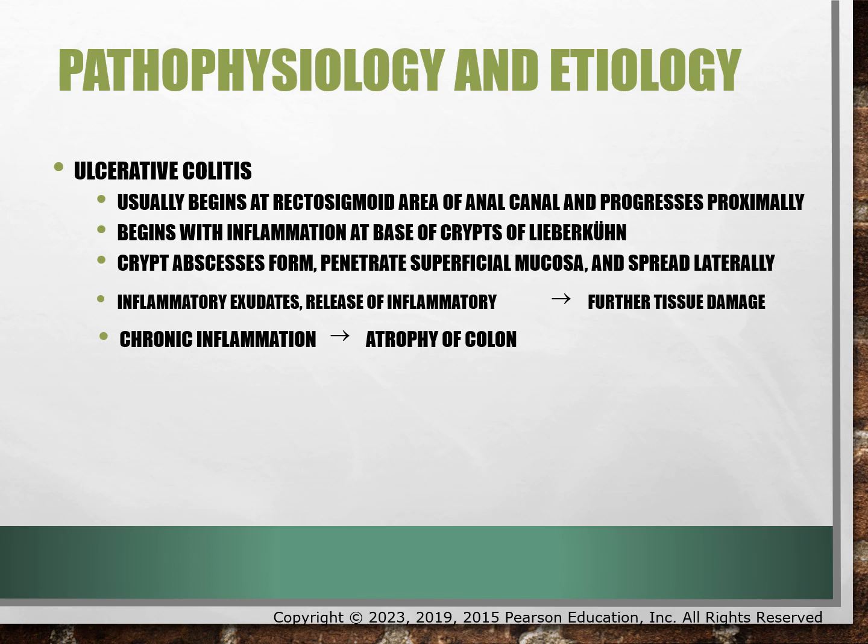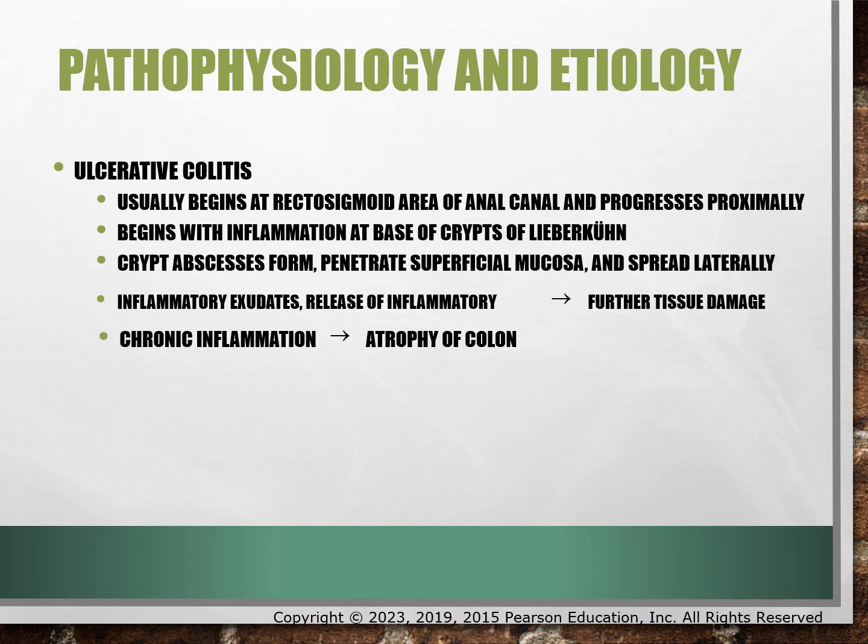So the inflammatory process of UC usually begins at the rectosigmoid area of the anal canal and progresses proximally. In most patients, the disease is confined to the rectum and the sigmoid colon. It may progress to involve the entire colon, stopping at the ileocecal junction.